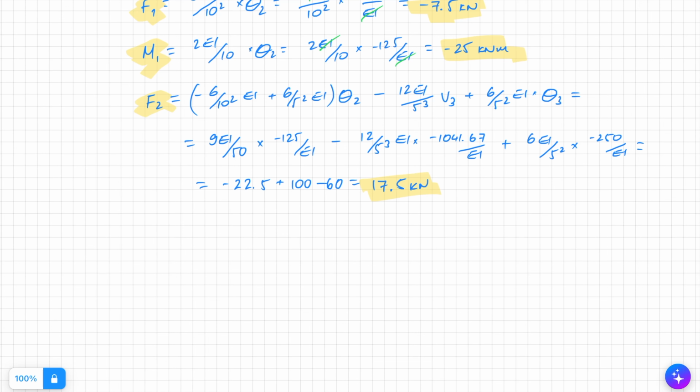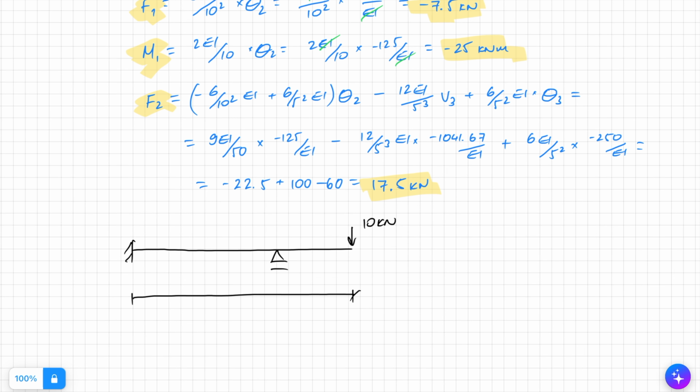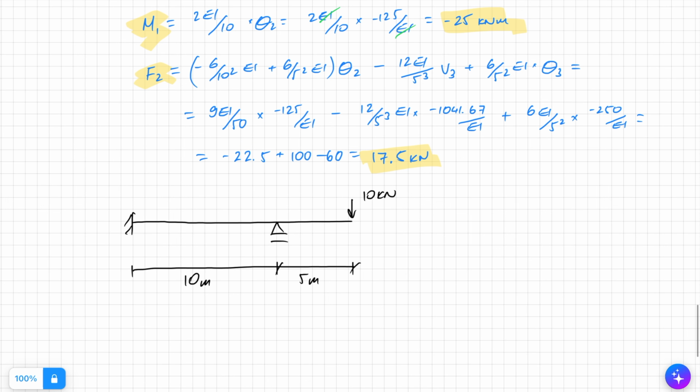But just before we finish up, let's draw out our beam. Okay, this was what we had, 5 meters, 10 meters. And let's put all of these in their correct orientations and do a little check. So here I got 17.5 kilonewtons. Here I got, because it was negative 7.5 kilonewtons in this direction, and also negative, so this is the direction of the moment, 25 kilonewton meters.